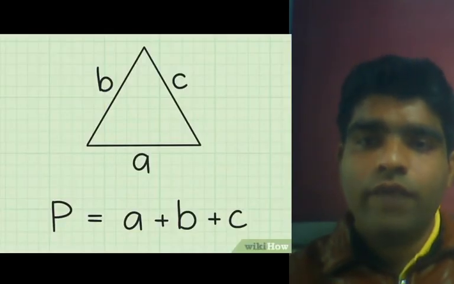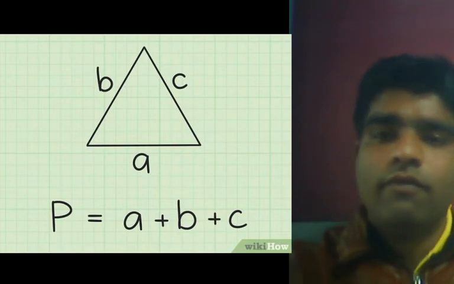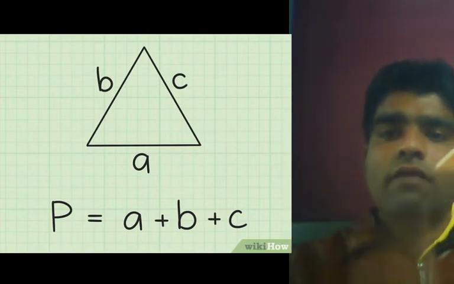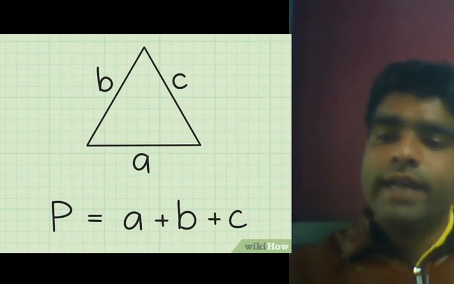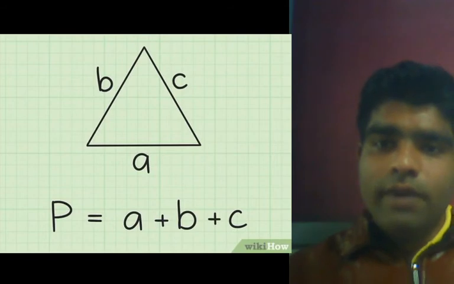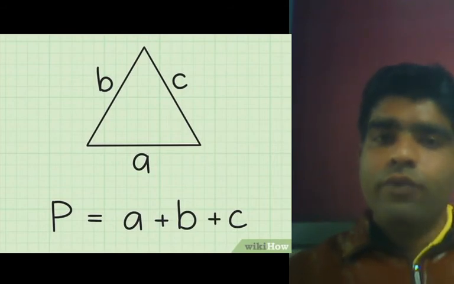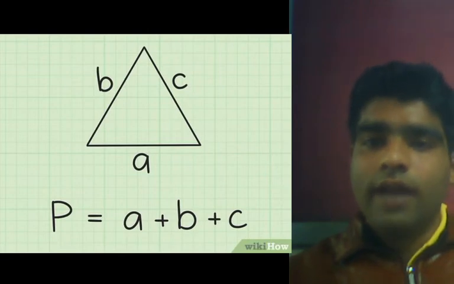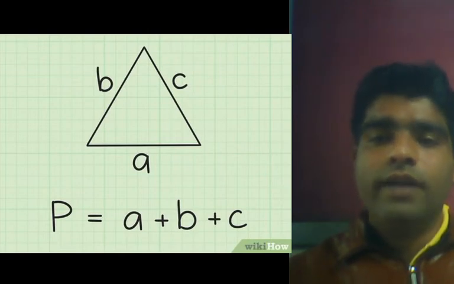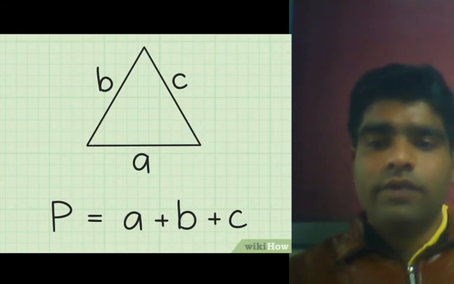Next we have to find the perimeter of a triangle. A triangle has three sides, this is the 1, 2 and 3 side. The perimeter, denoted by the letter P, is equal to A plus B plus C. This is very general information about the perimeter of the different shapes, which are the rectangle, triangle and square.